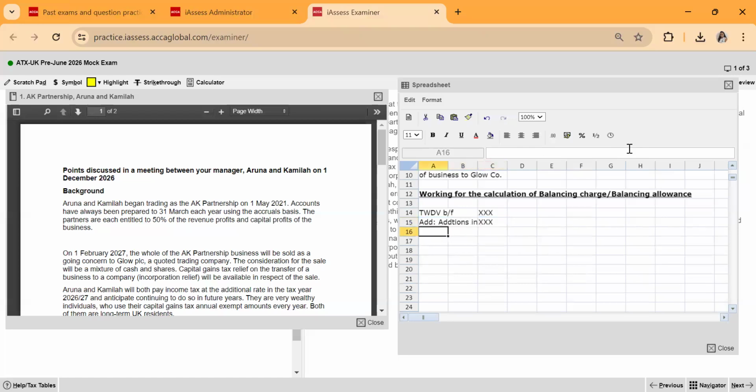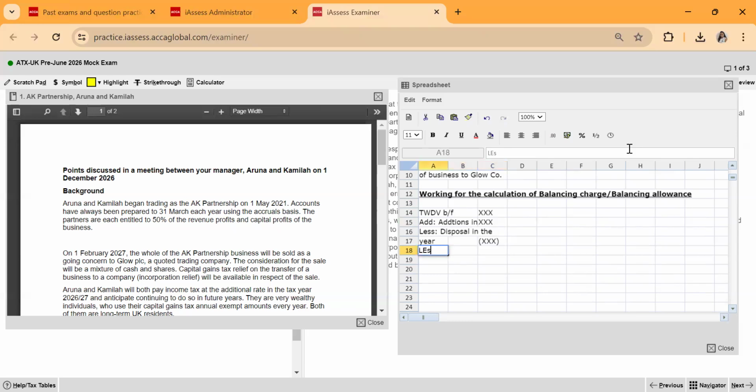Okay. Then we will reduce any disposals in the year. We reduce the disposals, we add additions, then what do we do? Nothing. We will just have the balance that we will be calculating, right? But one thing we'll be doing, we'll be reducing a disposal.